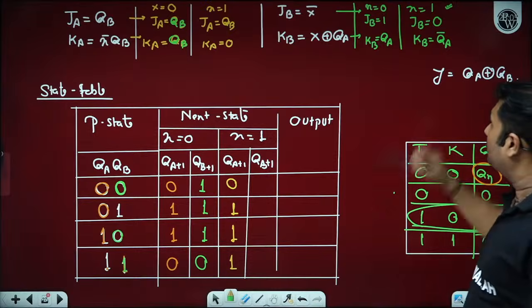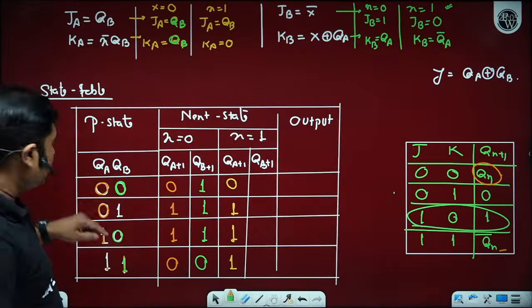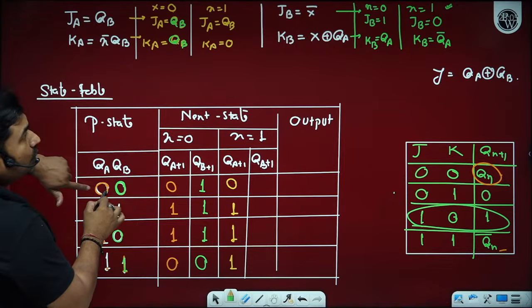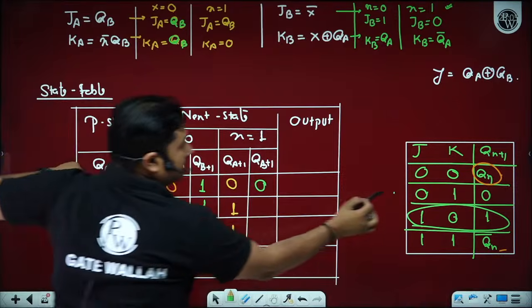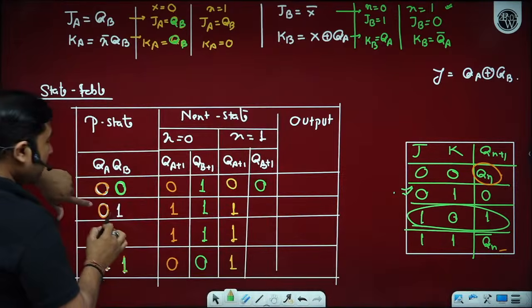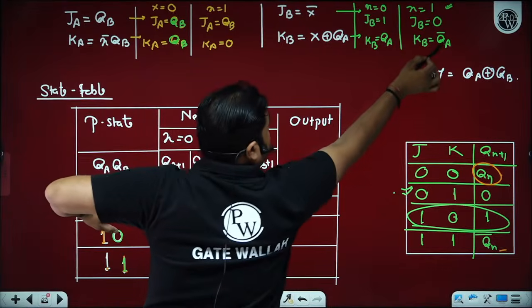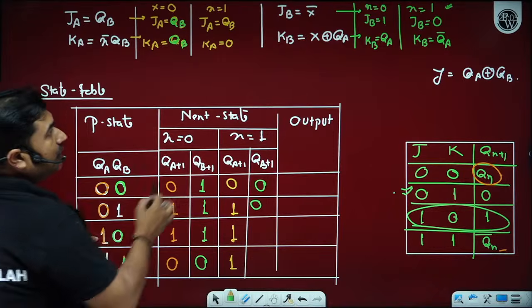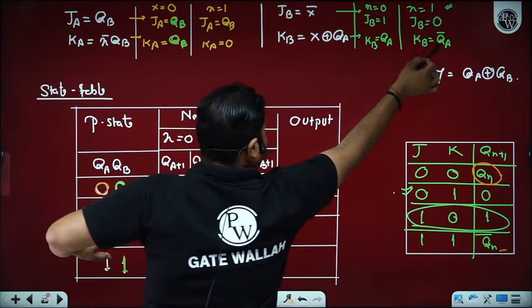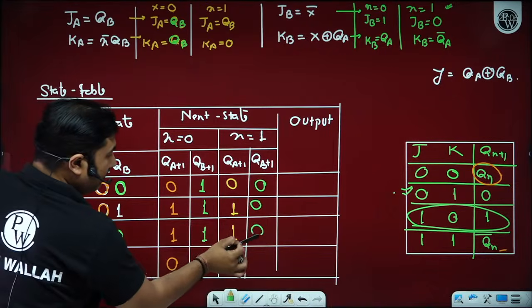With x is equals to 1, JB is 0 and KB is QA bar. So 0 and 1. 0, 1 is a reset state. QA is 0, so its complement is 1. 0, 1 is a reset state. If QA is 1, its complement is 0. 0, 0 is a hold state. So hold state means if previously 0, it will remain 0.